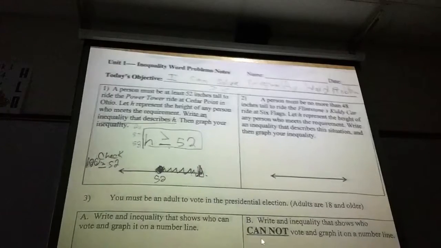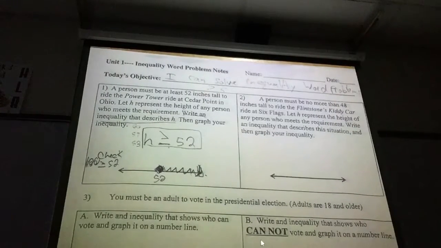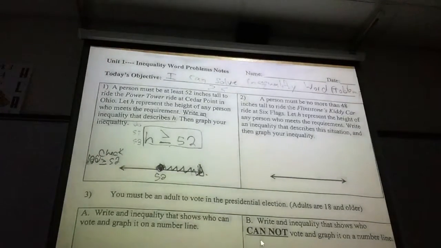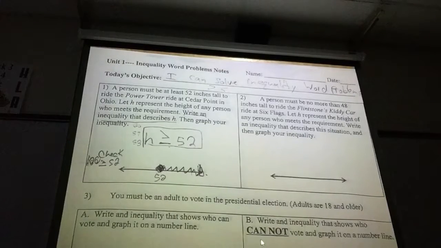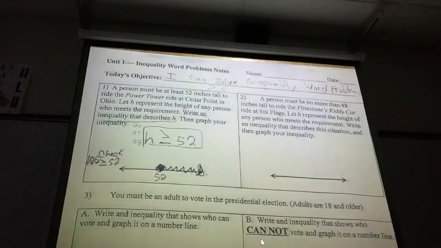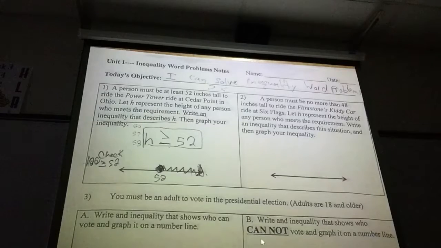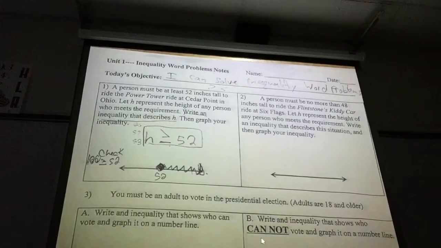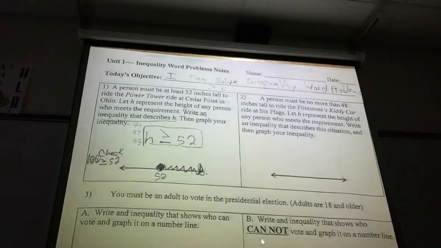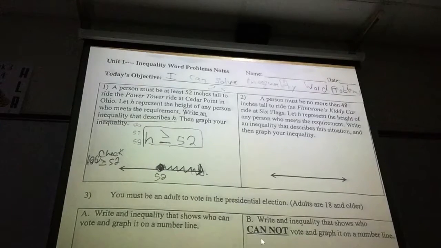All right, we're going to do number 2 together as well. Now, for number 2, it says a person must be no more than 42 inches to ride the Flintstones kiddie car ride at Six Flags. Let H represent the height of any person who can meet the requirements. And again, we have to write the inequality and graph it.